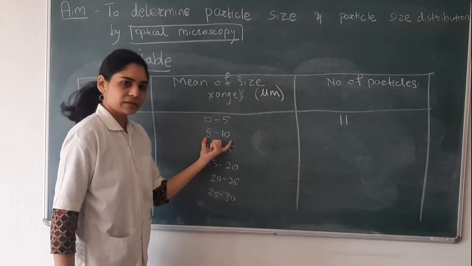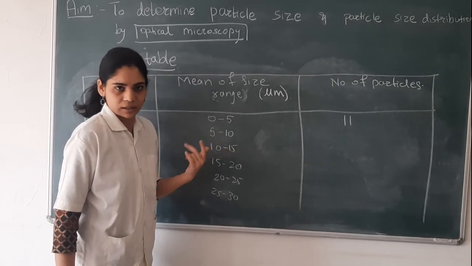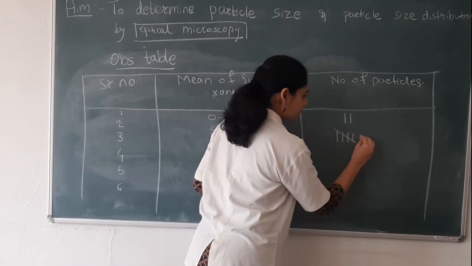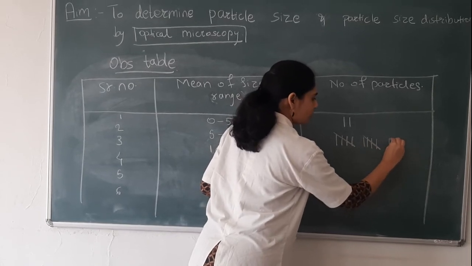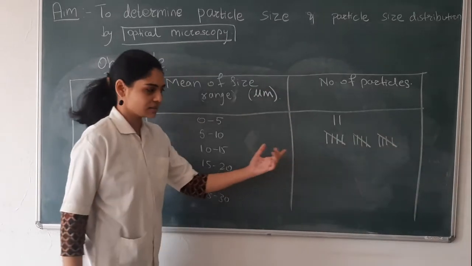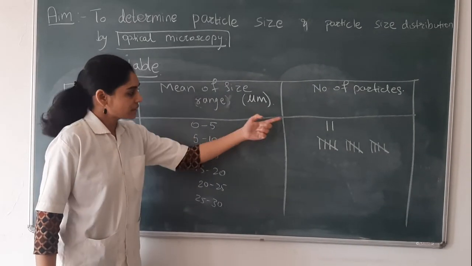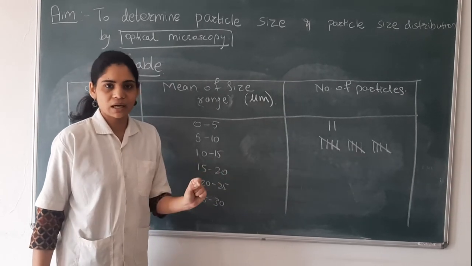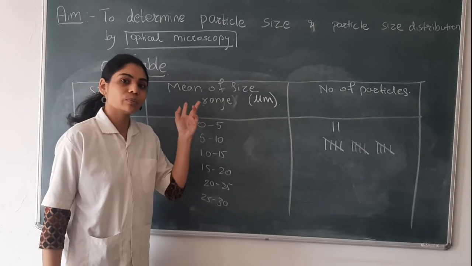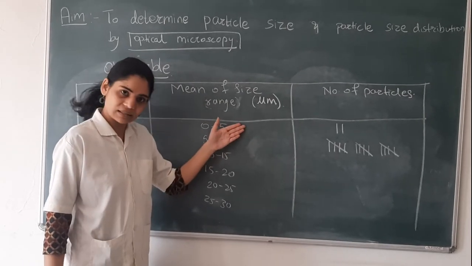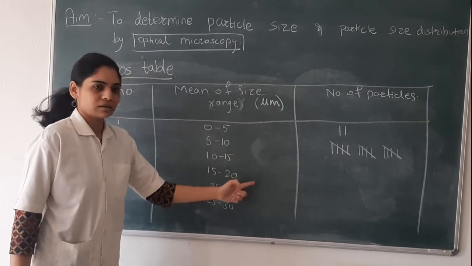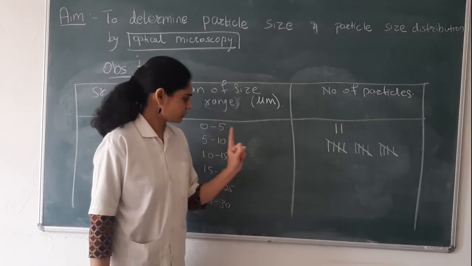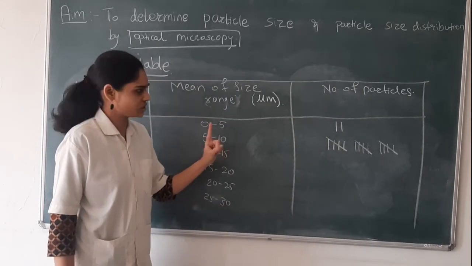Now for example, in the 5 to 10 range, I have measured 15 particles, then I'll write 1 2 3 4 5, 1 2 3 4 5, 1 2 3 4 5. That means there are 15 particles. Why are we going to do this? We do this during the actual measurement. You cannot remember that in 0 to 5 there were two particles, because at the same time you will be recording the number of particles in all these size ranges.